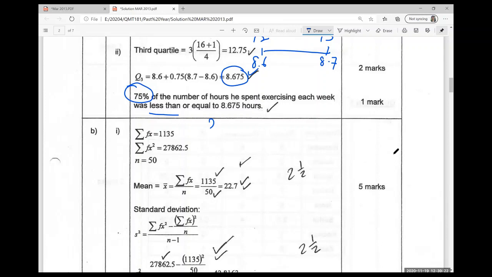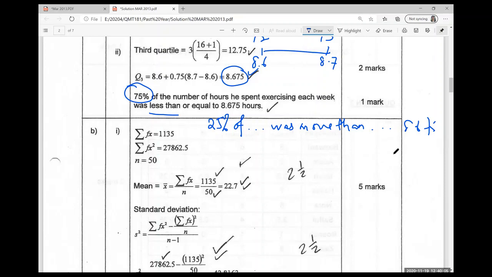So if you want to use 25%, you can just say that 25% of whatever value that you have here was more than 8.675. So you have two ways in order to explain the meaning of quartile. Either you use the 75% less than the value of the quartile, or 25% was more than the value of the quartile.